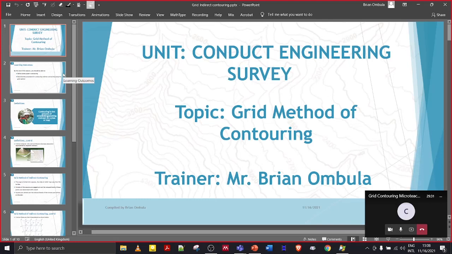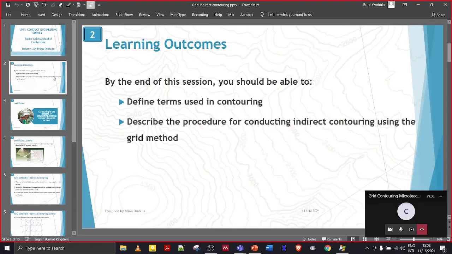This will be our learning outcomes for the day. By the end of this session, you should be able to define terms used in contouring, and also describe the procedure for conducting indirect contouring using the grid method. We'll do the procedure for this class, then after this class, we'll do the actual field work for the indirect contouring using the grid method.